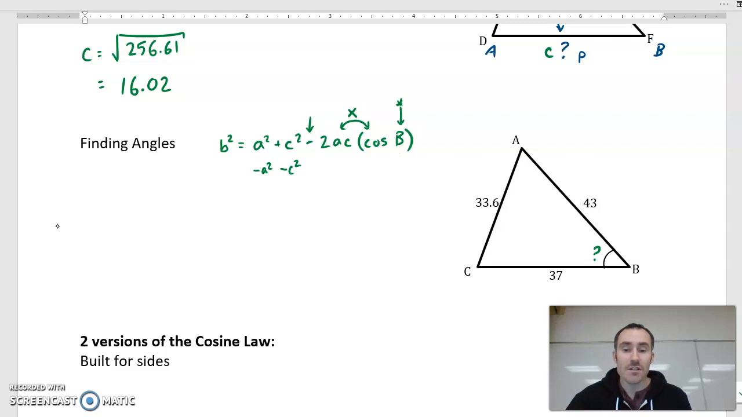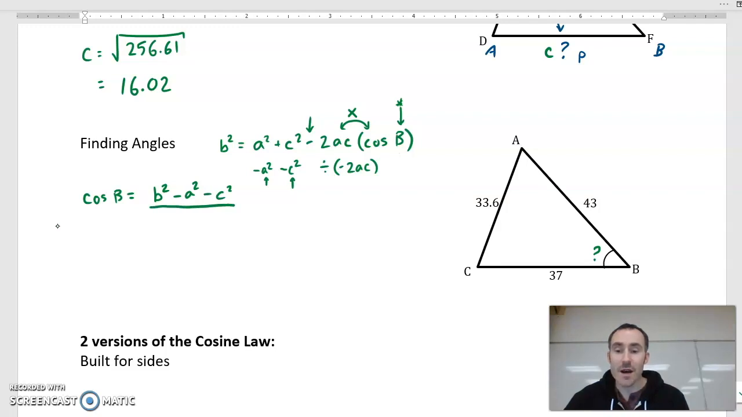Okay, so I end up dividing by negative 2AC, and that gets me cosine B by itself. So here's what it looks like when I've put it all together. Cosine B is equal to B squared minus A squared, because that's one of the things that I was doing right there, minus C squared, that's the other thing right there, and I need to take all of that and divide it by negative 2AC.